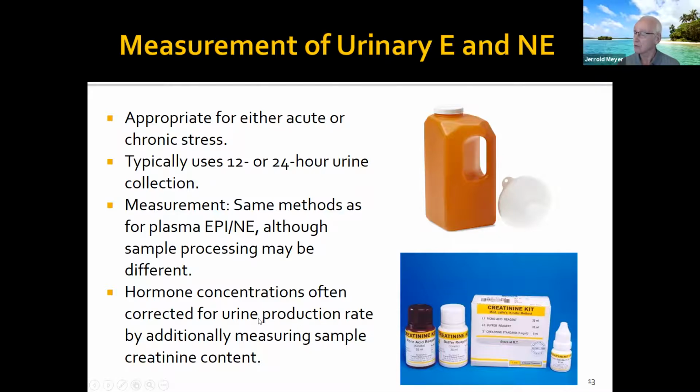And so you can control for urine production rate by measuring creatinine, which is a substance that comes from muscle metabolism and is excreted into the urine more or less in proportion to the rate of urine formation. So there are simple tests that you can buy, lab tests for measuring creatinine content of your sample. And you just correct for the amount of creatinine.